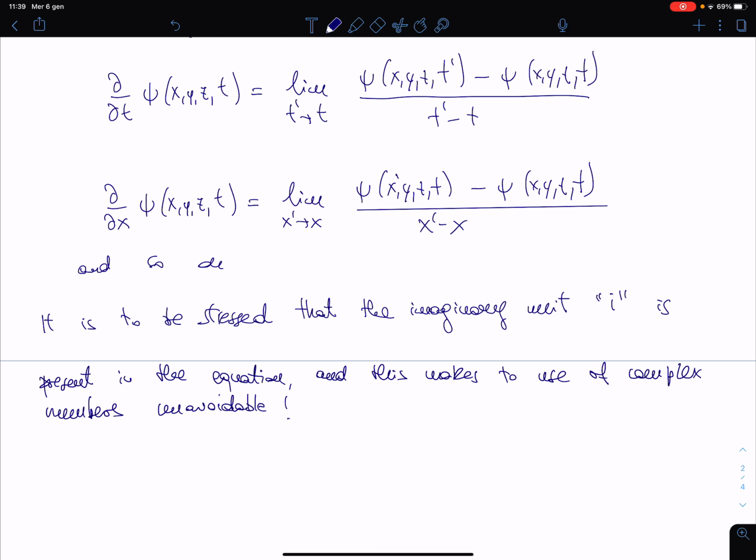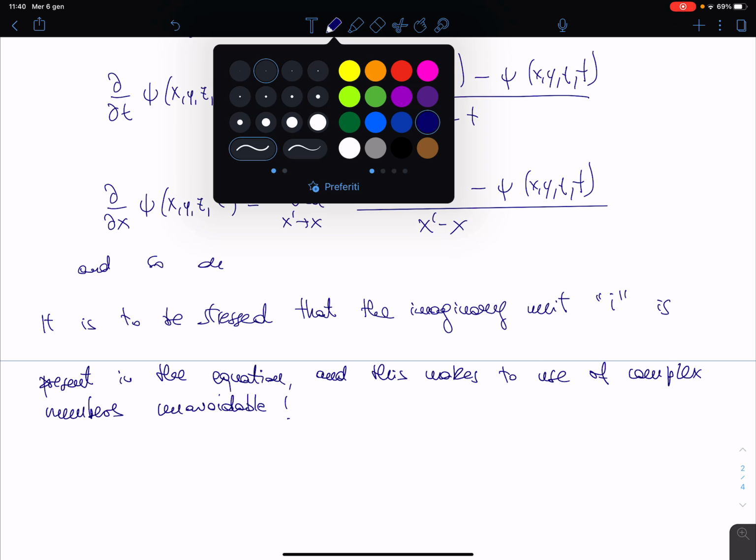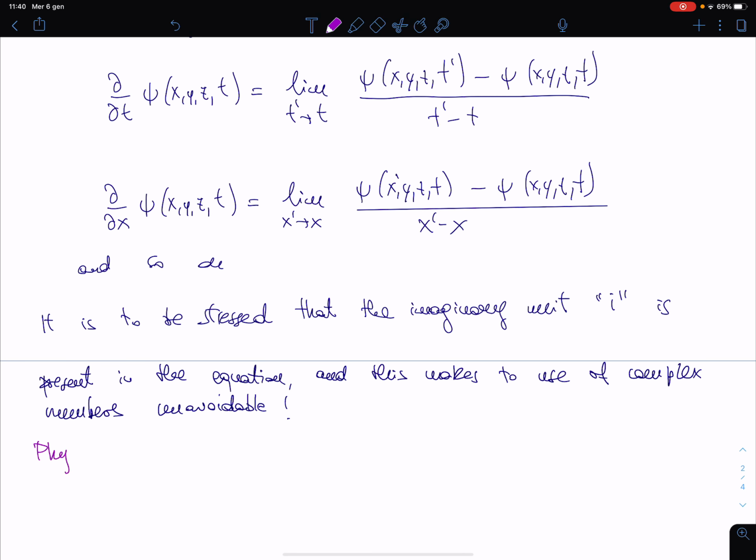So in order to describe the physical state of a quantum system, you have to use complex numbers. This is extremely strange, but there is a physical phenomenon associated to the use of complex numbers. Let me be more precise with sort of philosophical, epistemological words. There is a physical phenomenon described by complex numbers, and this is the quantum interference.